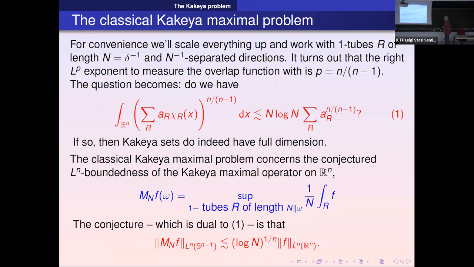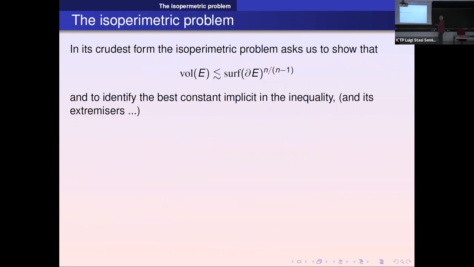So for a direction omega on the unit sphere, and if f is a function defined on R^n, then we take the maximal average over rectangles of cross-sectional area 1 and length N, over all such rectangles which are parallel to that direction. So it has a spirit similar to the Hardy-Littlewood maximal function, strong maximal function, a little different. And the conjecture, which is dual to 1, is that this maximal function is bounded on L^n with some sort of logarithmic growth in the large parameter, something like that. So this is why this is called a Kakeya maximal conjecture, because it's the dual of a classical maximal statement.